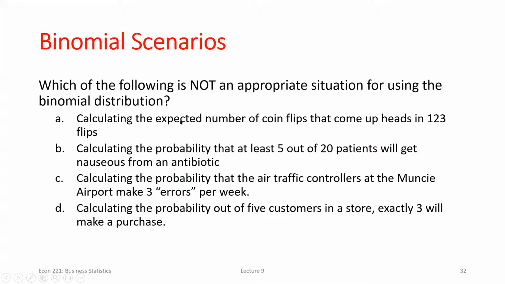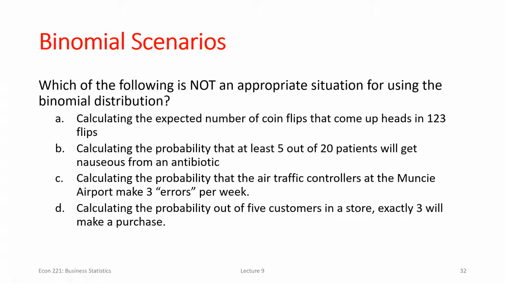And we'll go through these. So if we were trying to look at these possible situations where I could use the binomial distribution, which of them is not an appropriate situation? Okay. So let's say I want to calculate the expected number, or the mean, of coin flips that will come up heads out of 123 coin flips.